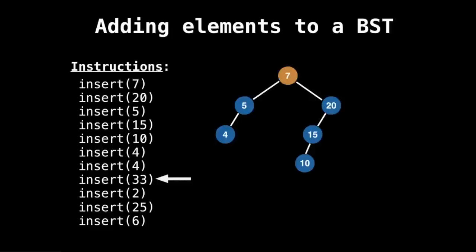I want to insert 33. So start at the root, go to the right because 33 is greater, go to the right again. Now insert 2. So 2 is smaller than everything in our tree, so it would go all the way to the left. Now try and see where 25 would go. So 25 is going to go to the right, then we're going to go to the right again because it's greater than 20, but we're going to go left now because it's less than 33. And finally 6, so once left, once right, and we've inserted everything into our binary search tree.